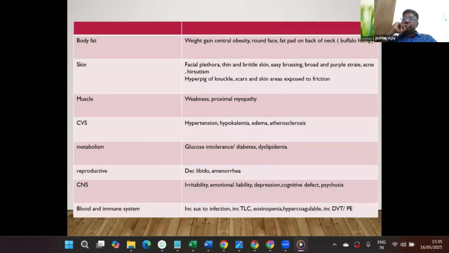It can cause decreased libido and amenorrhea. In the CNS, it can cause irritability and emotional lability, depression, cognitive defect, or psychosis. There is increased susceptibility to infection, increased TLC and eosinophilia, and hypercoagulability.